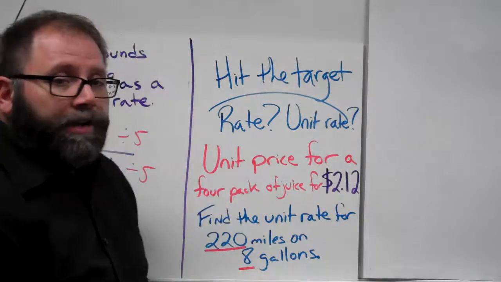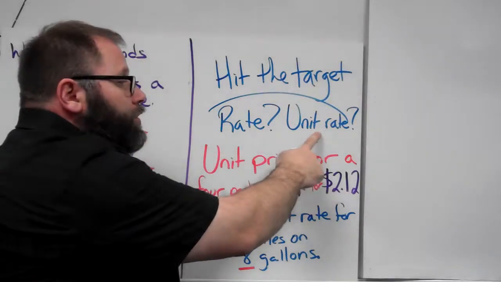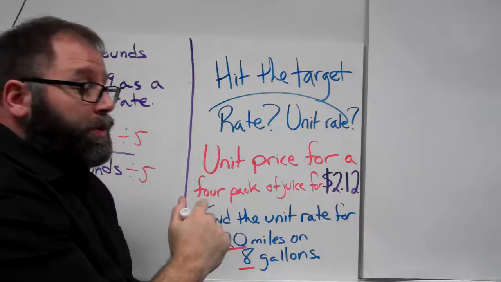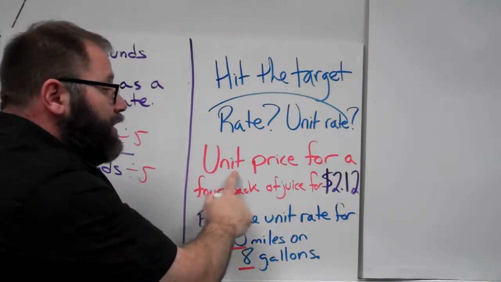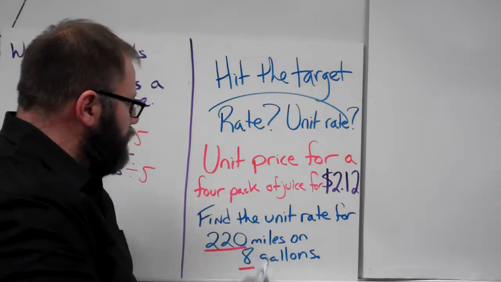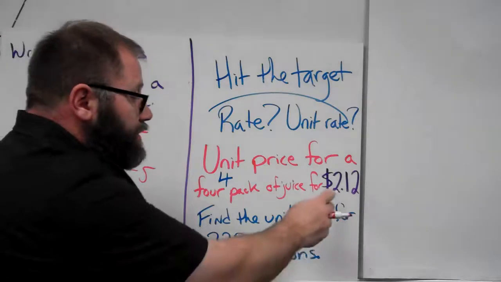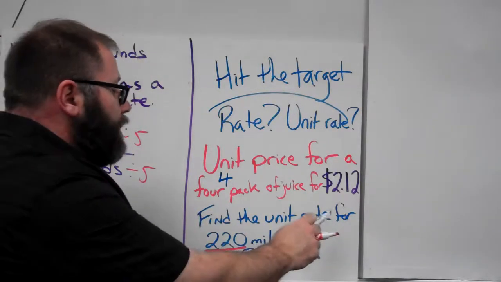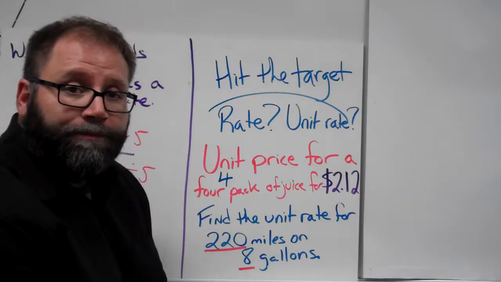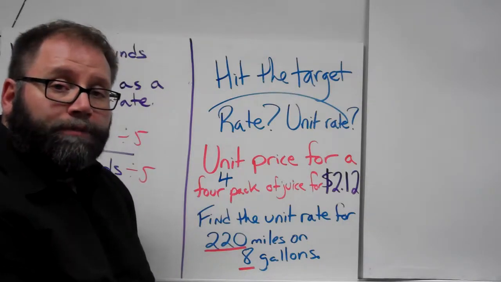So let's see if you hit the target. At this point, you should be able to define rate. You should be able to define unit rate. You should have an idea of what the difference is between the two of them. You should be able to find the unit price for a 4-pack of juice, that's $2.12. Find the unit rate for 220 miles on 8 gallons of something. If you have any questions, you can rewatch this video or consult your book. Thanks.